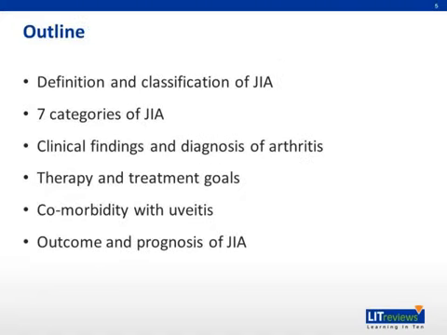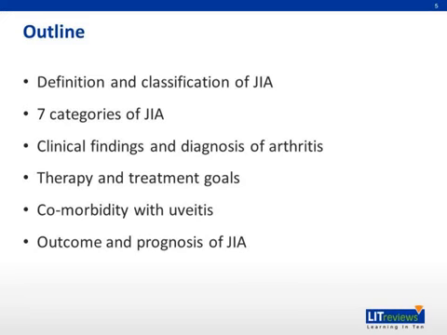First, the definition, classification, and categories of JIA will be delineated, with focus on the examination findings of each. An overview of the treatment will be discussed. In addition, a brief description of uveitis will be provided. And finally, the prognosis of JIA will be included throughout the presentation as we talk about each subcategory.